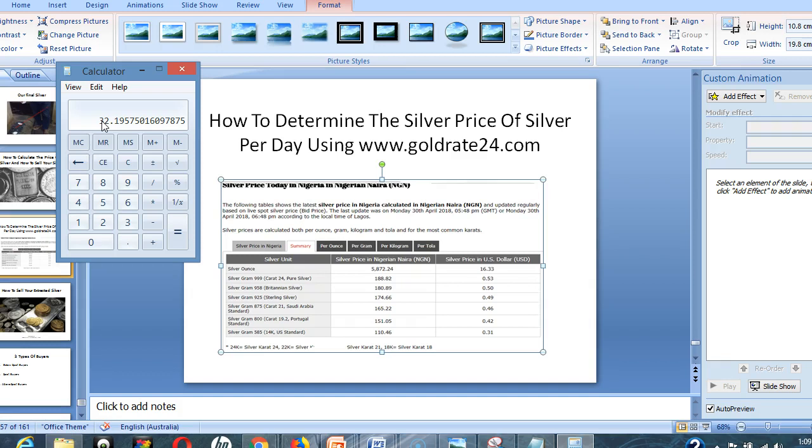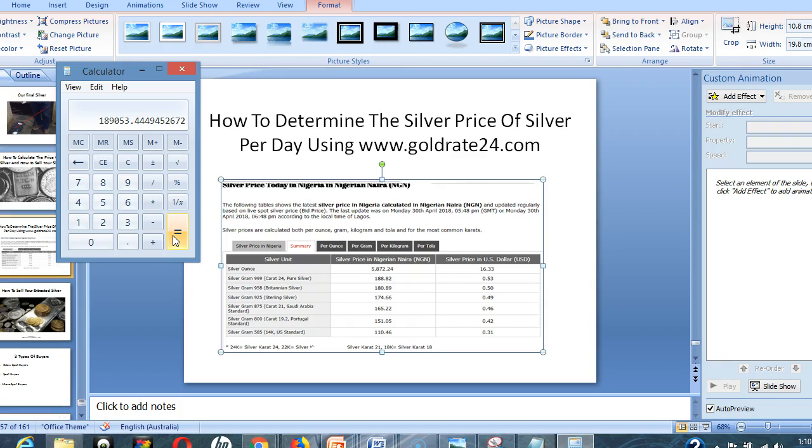So what is the price in ounce? 5,872. So we go along times 5,872. What do we get there? We get 189,053. So that's what it gives us. 189,053 for that 1 kg.